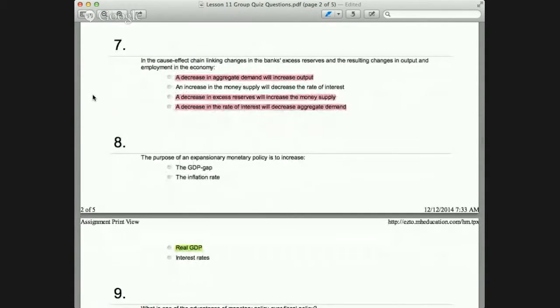Right, it's increasing. Now, seven is one I kind of had trouble with. I did it by process of elimination. It says, in the cause-effect chain linking changes in the bank's excess reserves to resulting changes in output and employment in the economy, an increase in the money supply will decrease the rate of interest.